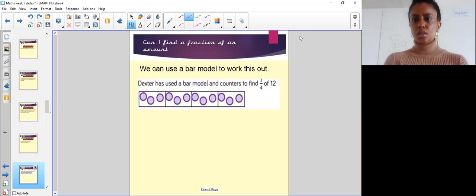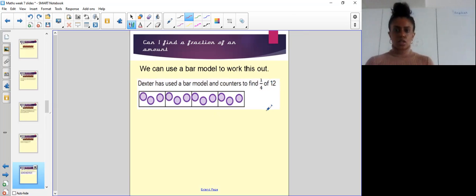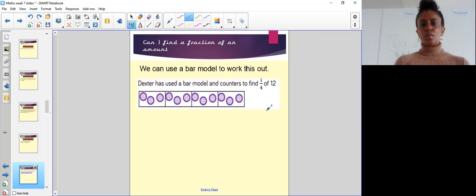Let's have a look at how we're going to work out this question here. So it says we can use a bar model to work this out. Dexter has used a bar model and counters to find a quarter of 12. Now we know that a quarter is written as 1/4. So you can see that here. 1/4 is how we write a quarter. So a quarter of 12. So how would we work that out? Well, what we would do was we would draw a bar model and we would split it into 4 pieces because we're dividing by a quarter.